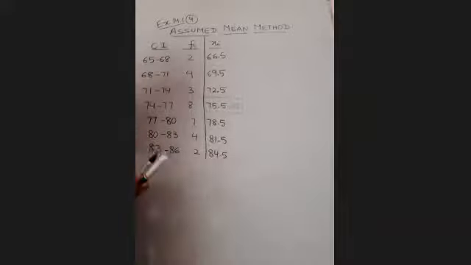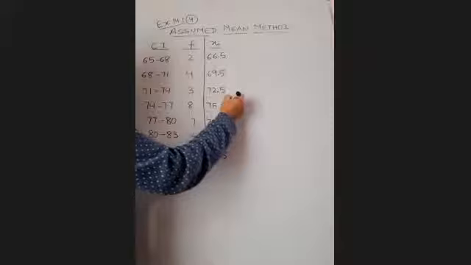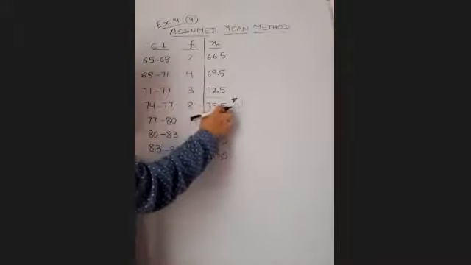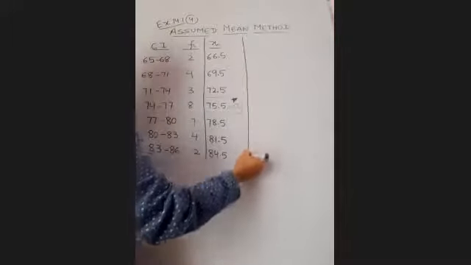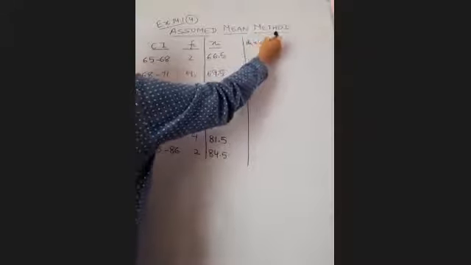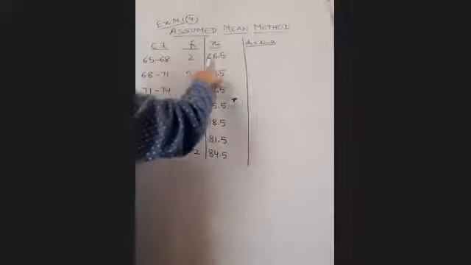Always mention in a box what your assumed mean is. Always do mention this. So we have taken 75.5 as our assumed mean. Now the next column would be di, the deviation, which is xi minus a. Children, you can do it orally.